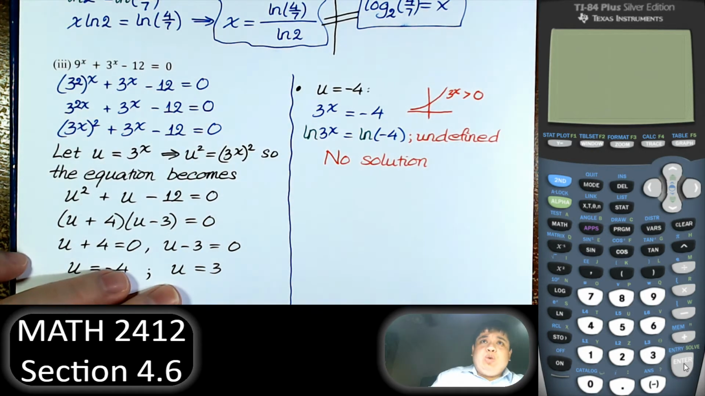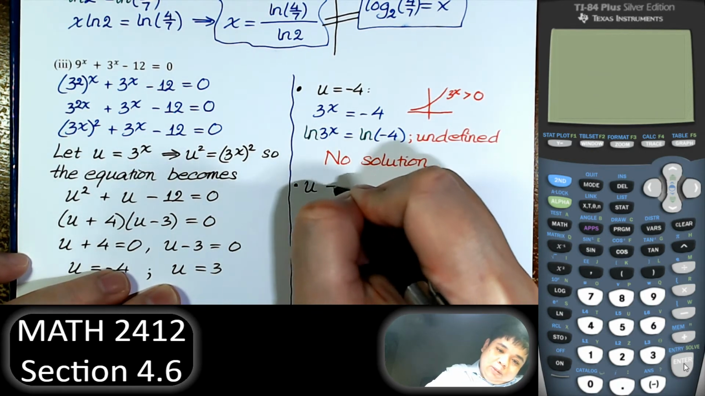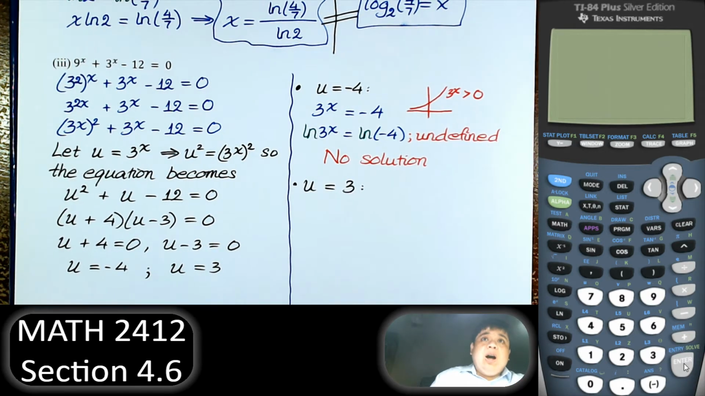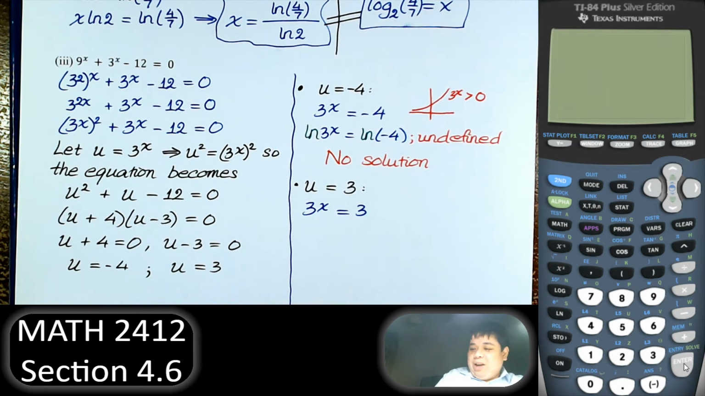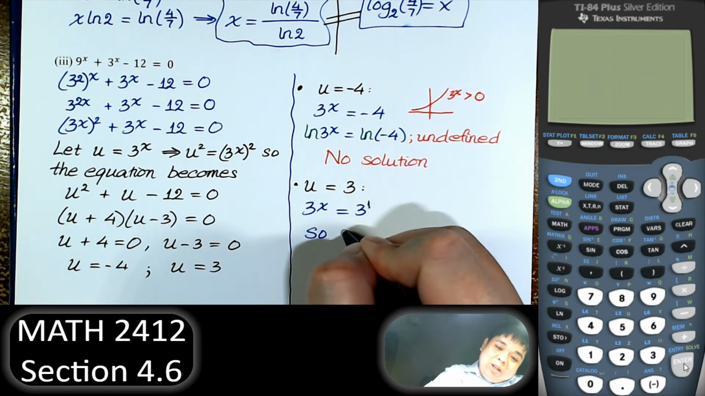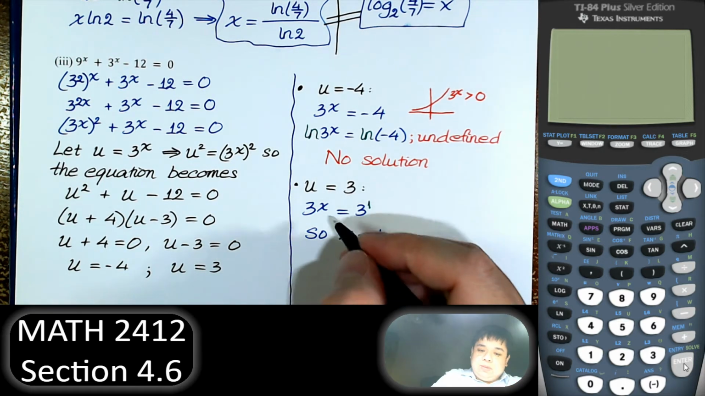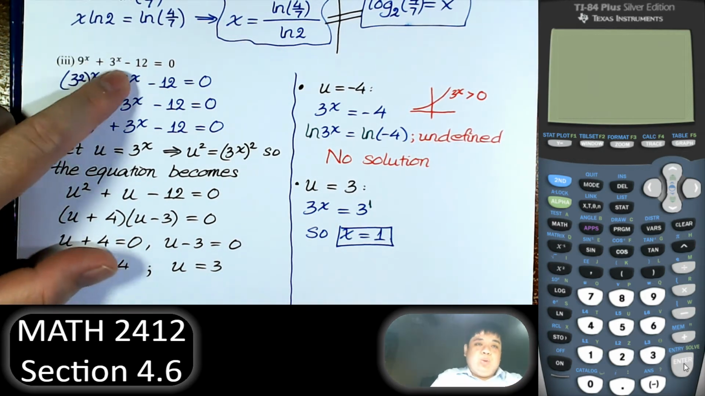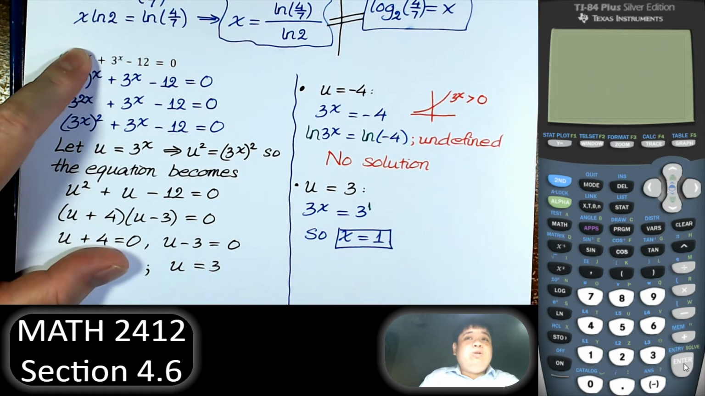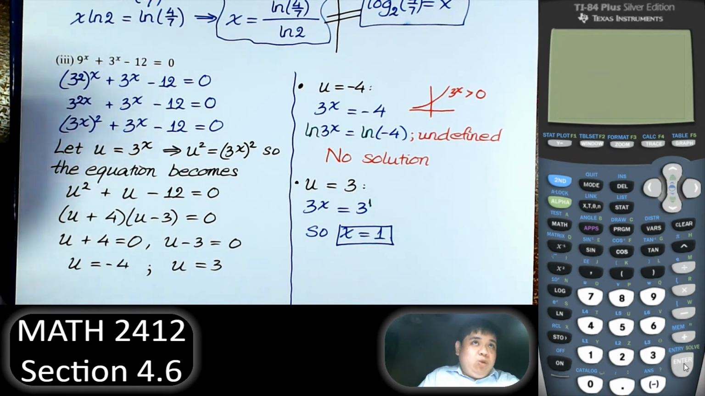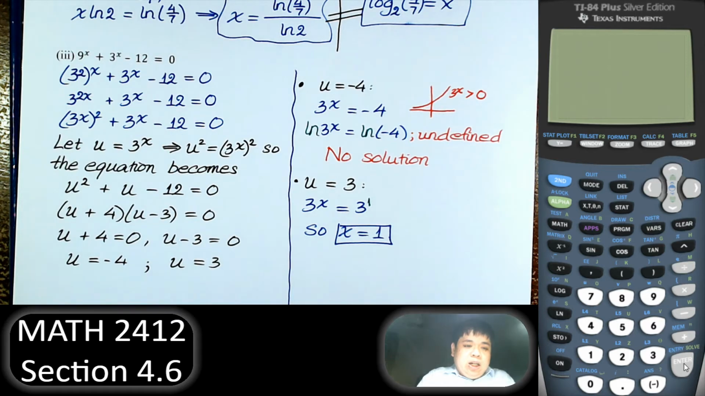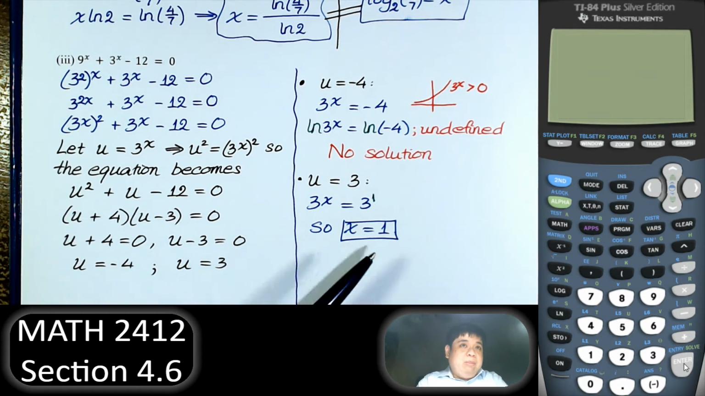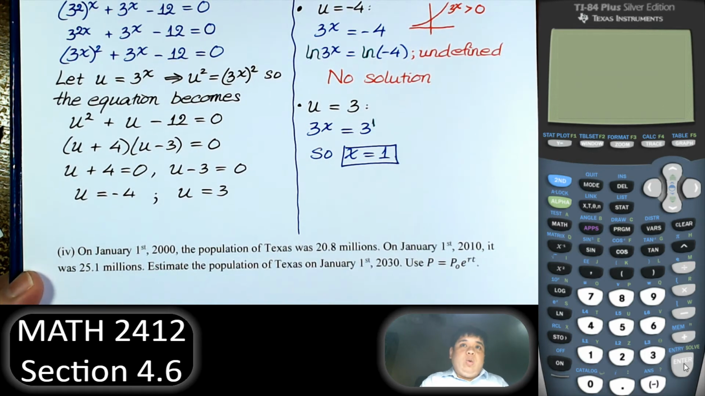Right, how about u equals 3? Right, u is 3^x equals 3. Now that one is easy, we don't have to do anything. By default, 3 to the first power is itself. So in this case, x equals 1, and that is the solution. We can check easily. 9 to the first power is 9. 3 to the first power is 3. 9 plus 3 minus 12 is 0. So that checks. So I have x equals 1. Right, so sometimes when we have two terms like this, we might have to switch to the quadratic equation.